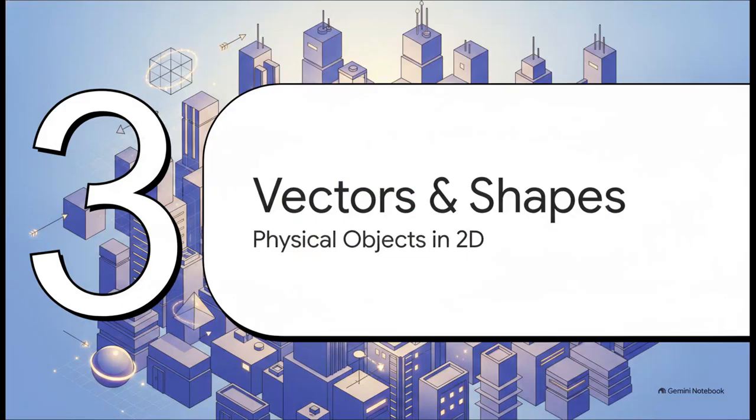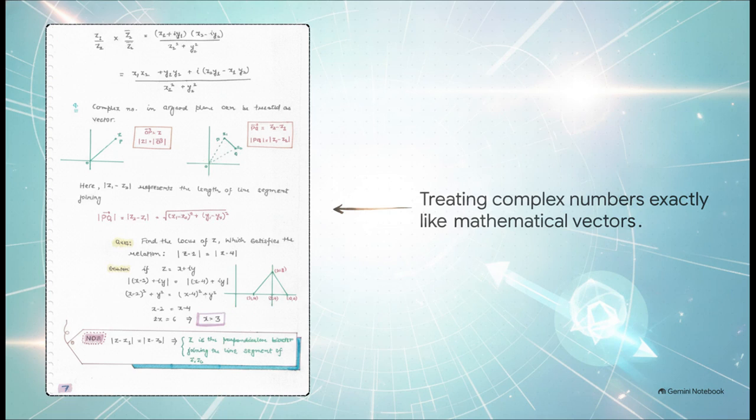All right, part 3, vectors and geometric shapes. Let's see what happens when we treat complex numbers as physical objects in 2D. Now here is where the magic really happens. We can treat a complex number on the Argand plane exactly like a mathematical vector. Because it has both magnitude, that's our modulus, and direction, the argument, it completely follows vector logic. So what does this actually mean? Well, it means the difference between two complex numbers, z1 minus z2, represents the precise length and direction of the line segment that joins them. You aren't just subtracting numbers on a page anymore, you're actually measuring physical distance in 2D space.